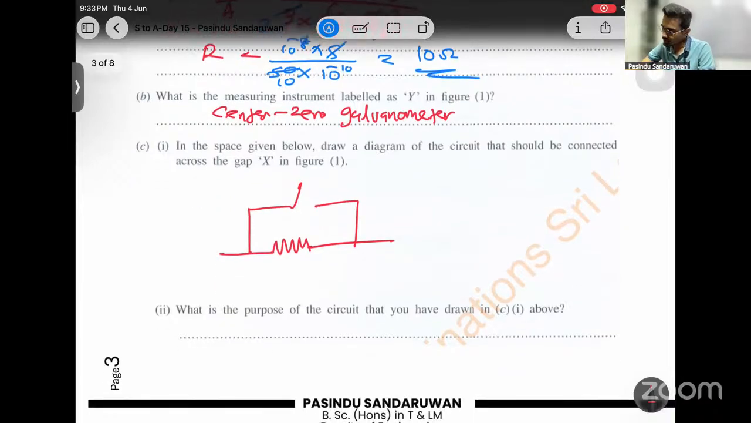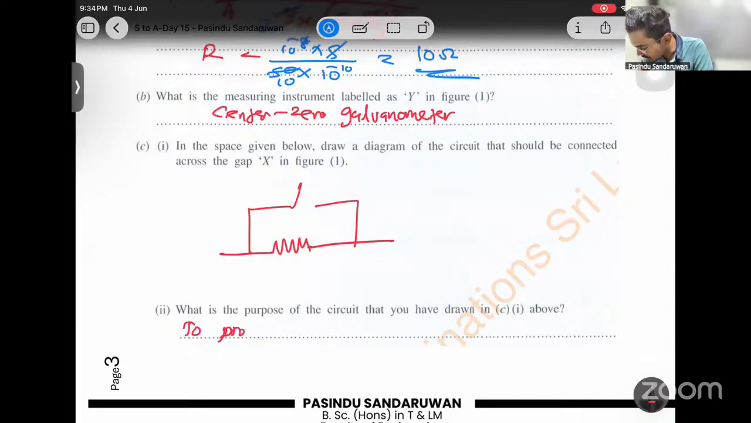2. What is the purpose of the circuit that you have drawn in C1 above? The purpose is that it is a safeguard resistor, no? Safeguarding or protecting the center zero galvanometer from higher currents, because galvanometers are always very sensitive. If a higher current flows, it burns, right? So to protect the galvanometer from higher currents, this mechanism is used.